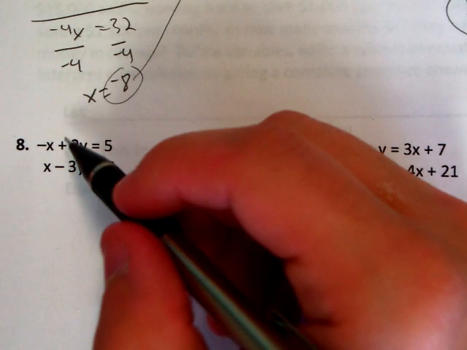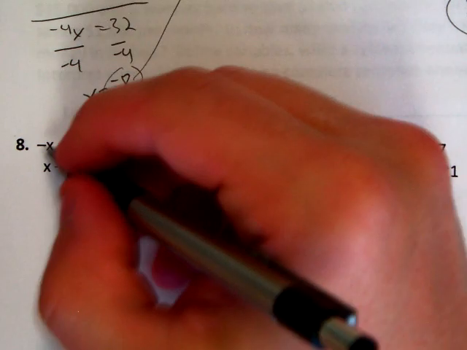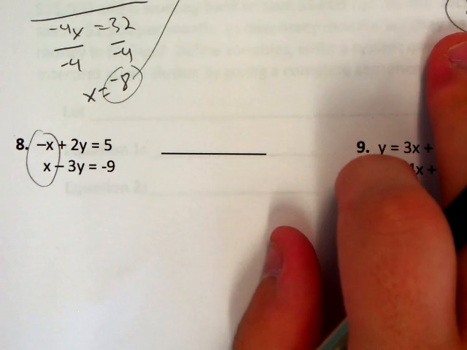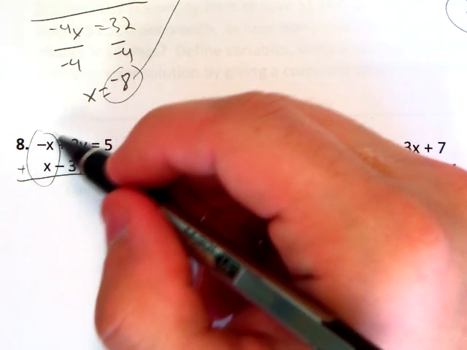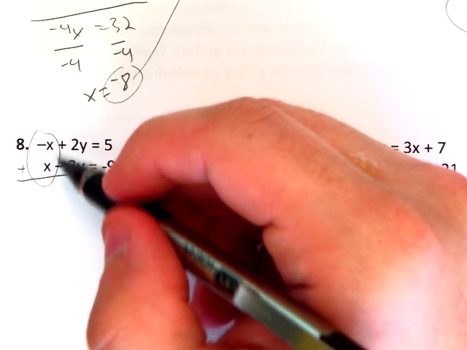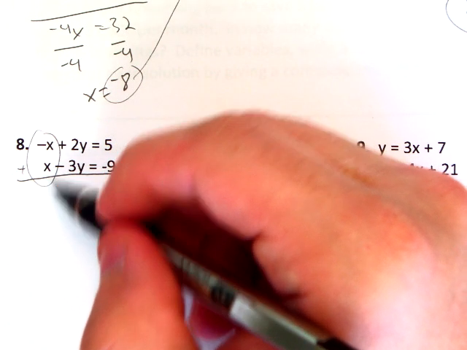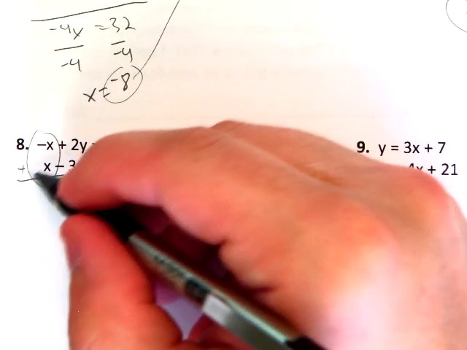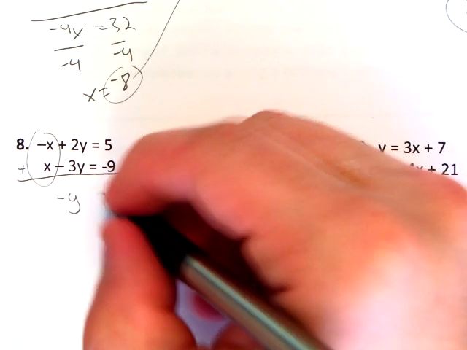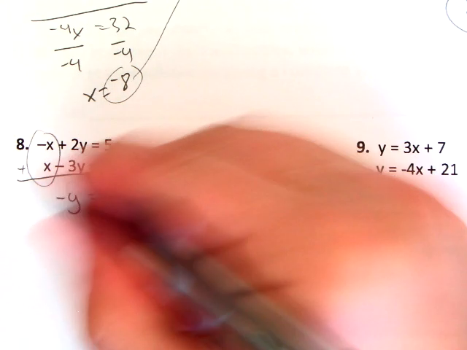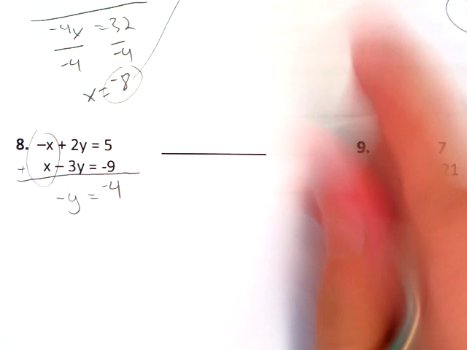Number 8, good one for elimination. I don't have an x equals or a y equals, but I do have terms that are opposites of each other. So I'm going to add those two equations together, because if I add opposites, I get 0. So negative x plus x leaves me 0x. 2y plus a negative 3y is going to give me a negative 1y. And 5 plus negative 9 is negative 4.